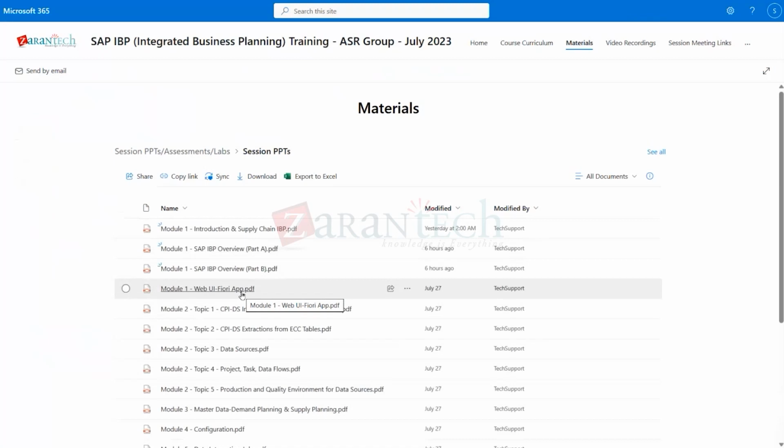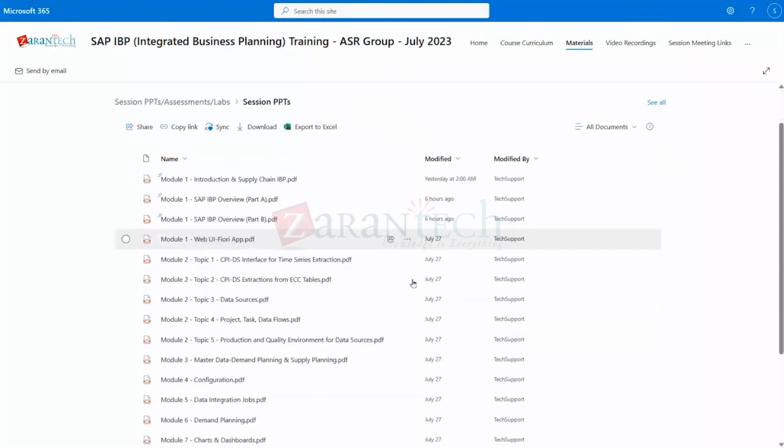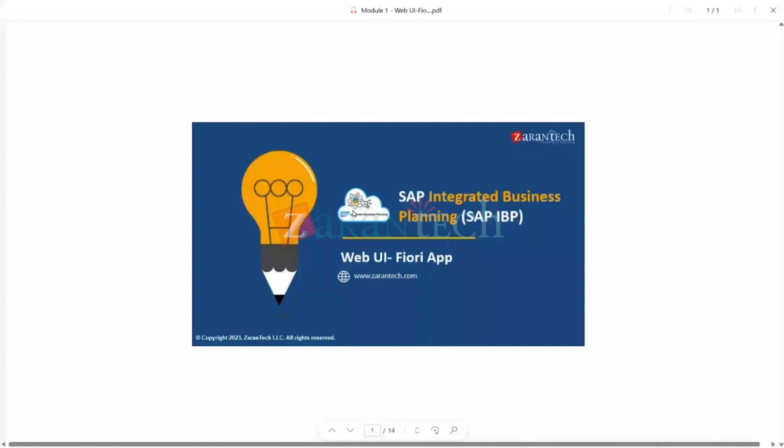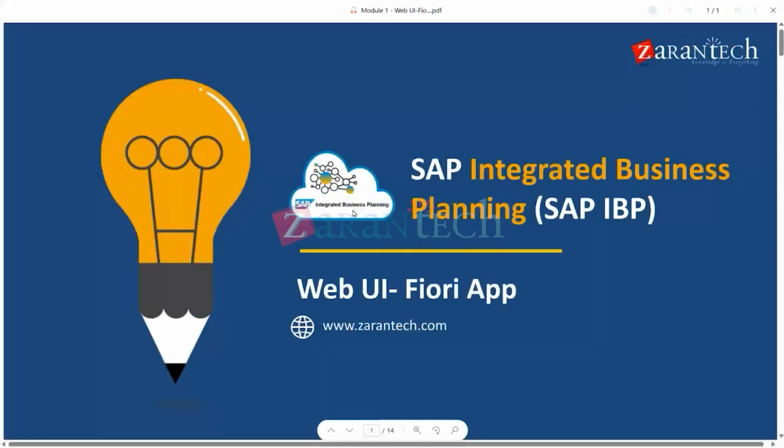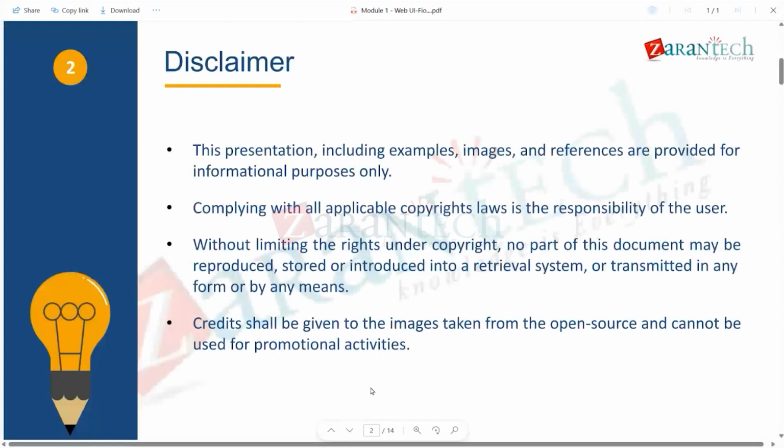Okay, so shall we proceed with the last part of the first module? Yep. Are you able to see the screen? Yes. Okay, you can go through this disclaimer in a minute.